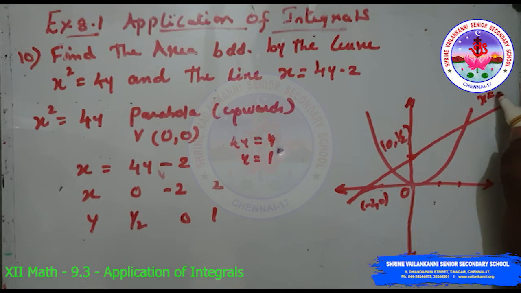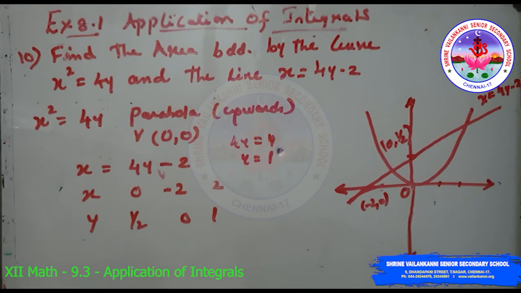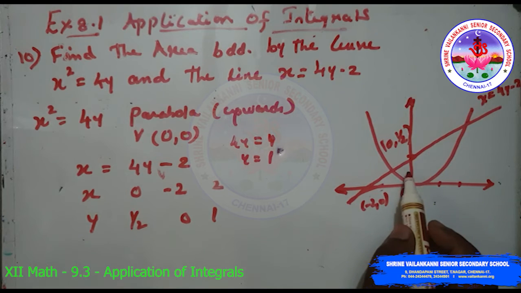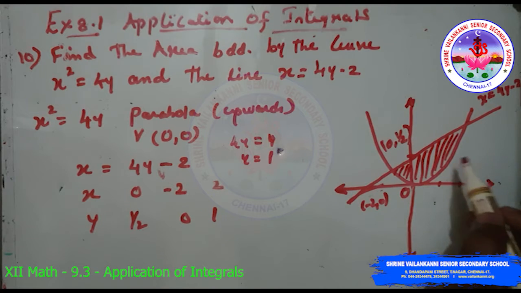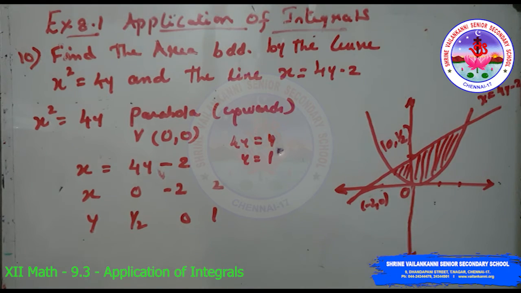So we have to join these points. So this line is x equal to 4y minus 2. We have to find this shaded region. We have to find the area of the shaded region.